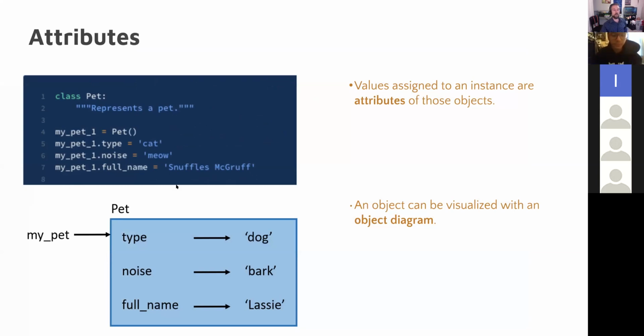So for that code, we can call these variables on the class attributes. The values that are assigned to this instance are called attributes of those objects. We can represent this class and its attributes with a diagram. So this is Python code, right?